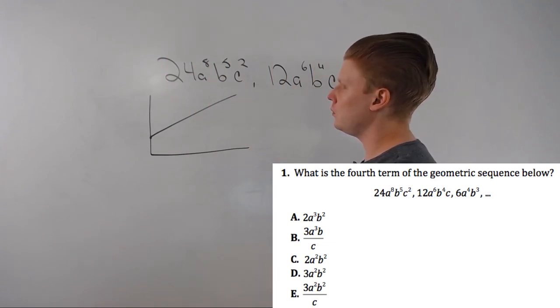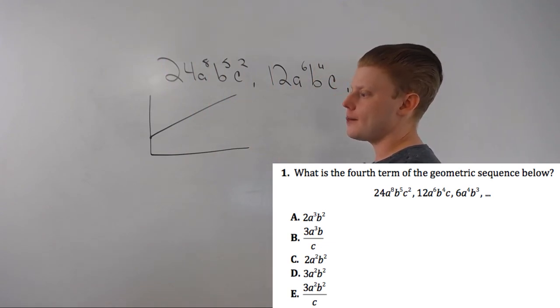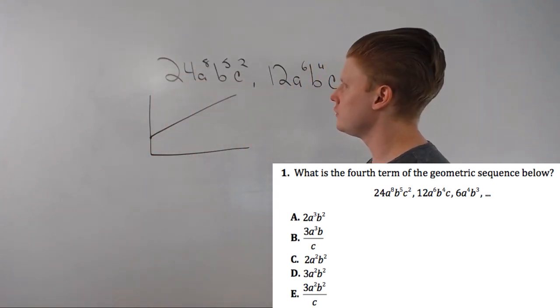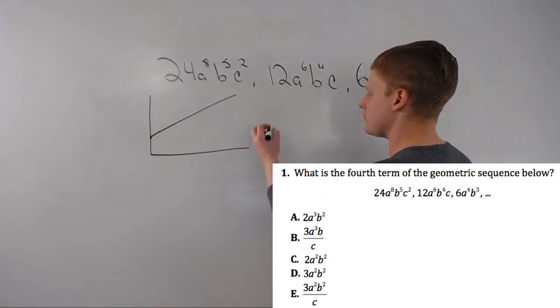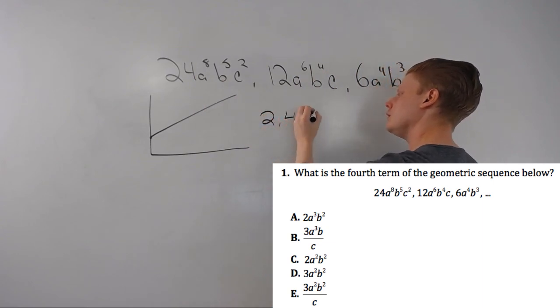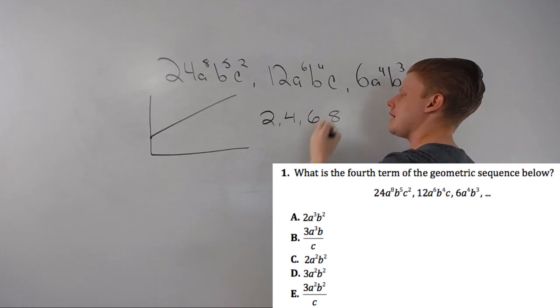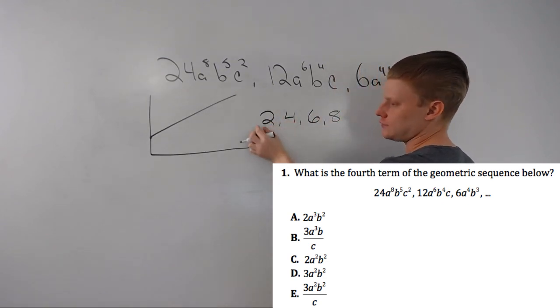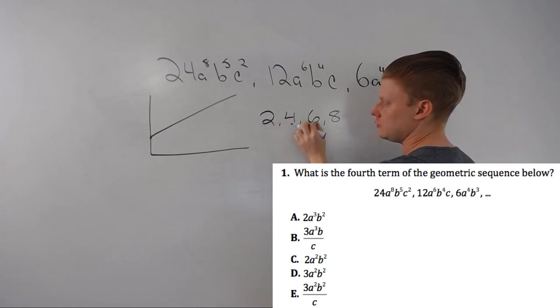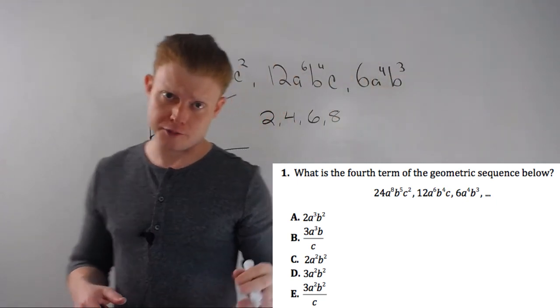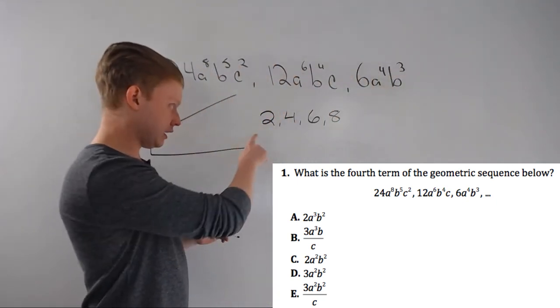So what does that mean? Well, difference is subtraction, ratio is multiplied. So an arithmetic sequence looks like this: 2, 4, 6, 8. Each time I add 2. Or if I subtract consecutive terms, 4 minus 2 is 2, 6 minus 4 is 2, 8 minus 6 is 2. Old hand for you people that just watched the arithmetic sequence video.